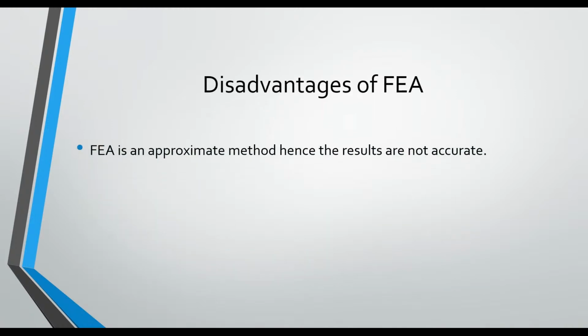The first one is that FEA is an approximate method. Hence, the results are not very accurate. You will find results which are precisely correct, but they are not exactly the same as those from exact solutions. So this becomes a rough estimate, though it is not very rough, I would say. I mean, it is not very wrong. It is very close to the exact solution, but not exactly equal.